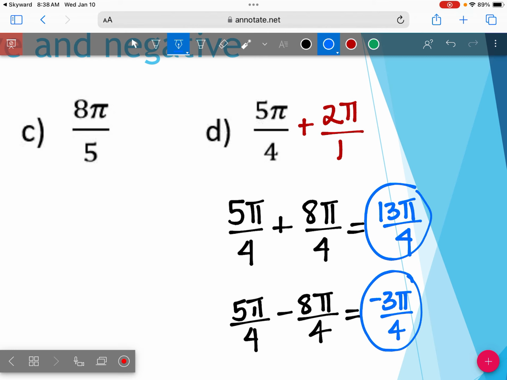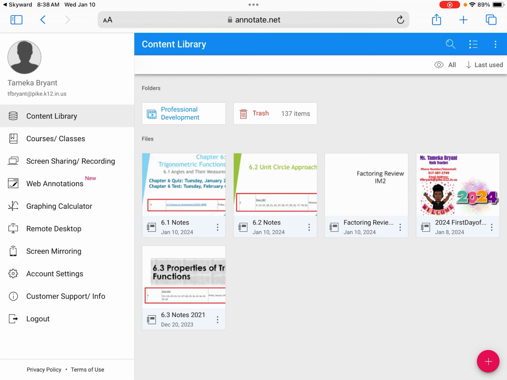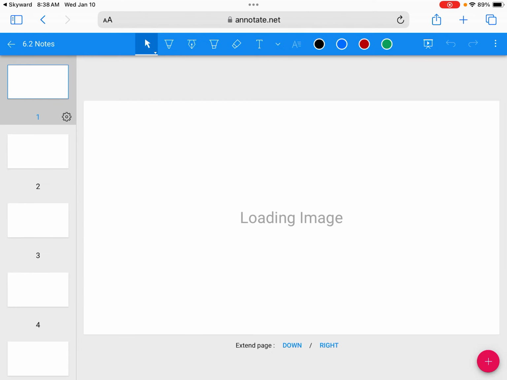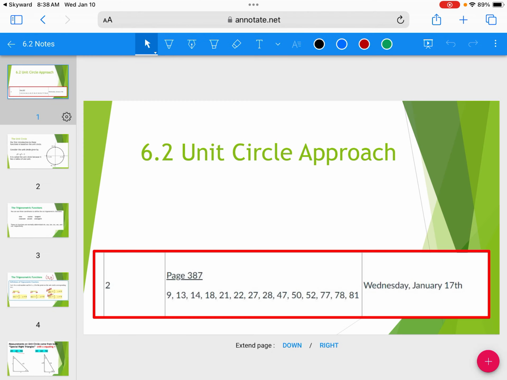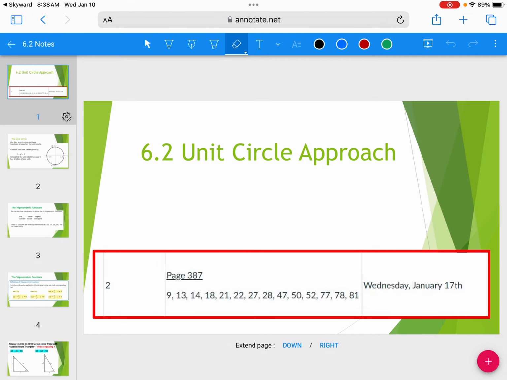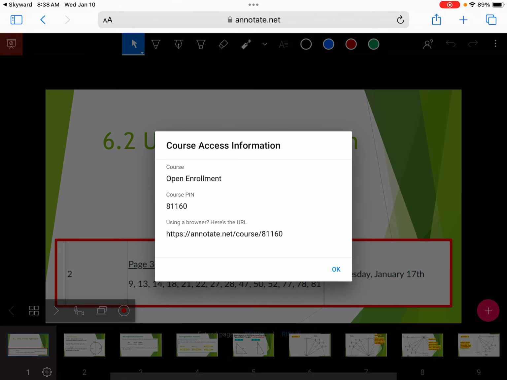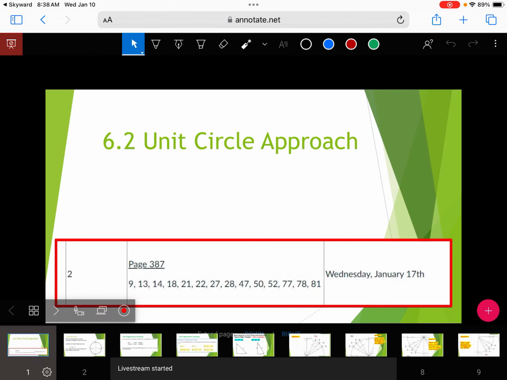All right, so that is the end of 6.1. Now we're going to transition into 6.2, which is the unit circle. Now, the second homework does come out of the book. I'm not going to pass out books, though, until tomorrow. So homework 2 comes out of the book.